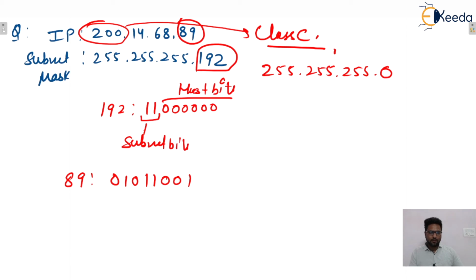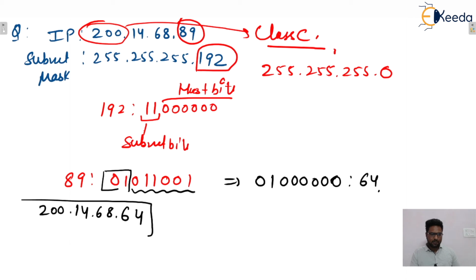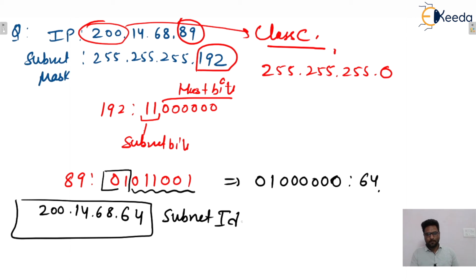Now, in this particular IP, except the subnet bits, put all the host bits equal to 0. Now, this becomes this one or not? Yes or no? And the decimal value of this one is what? That is 64. So we can say that 200.14.68.64, that will be the subnet ID, isn't it? This one is the subnet ID.